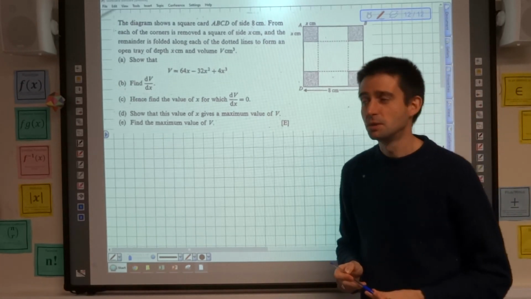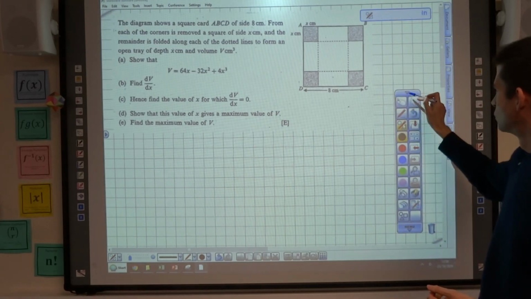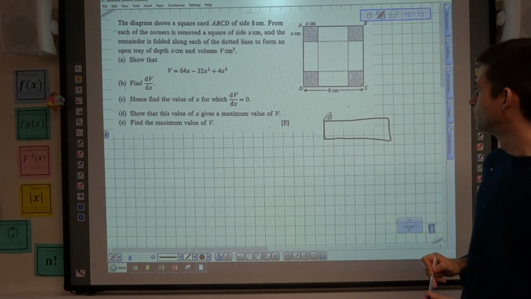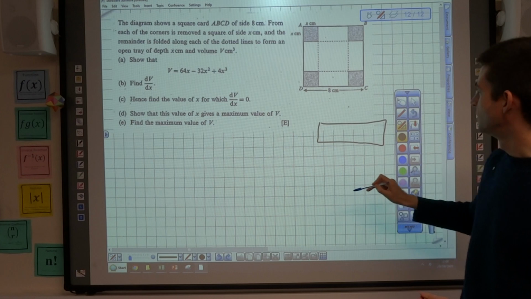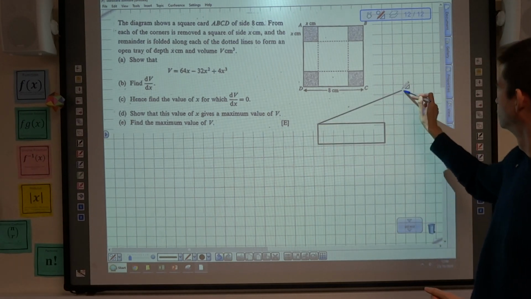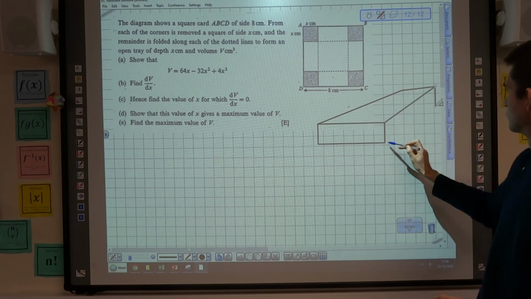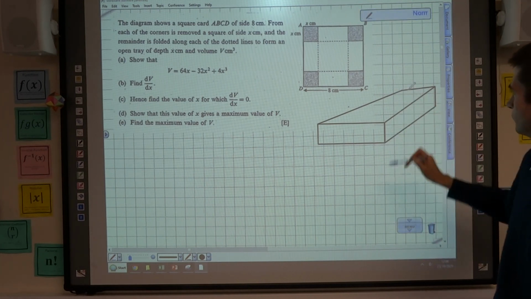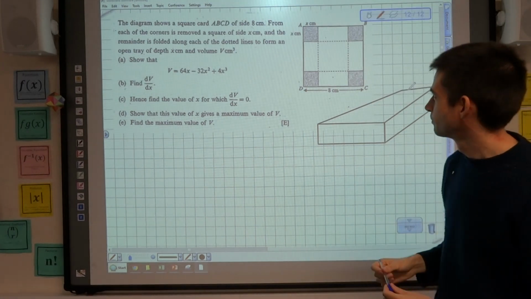plus 4x cubed. Now, the first thing that I'm going to do is I'm just going to draw out a very quick diagram of what the 3D version of this shape is going to look like. So there we go. That's what the 3D version is going to look like. Now let's consider the dimensions.